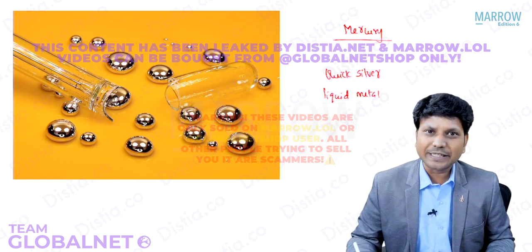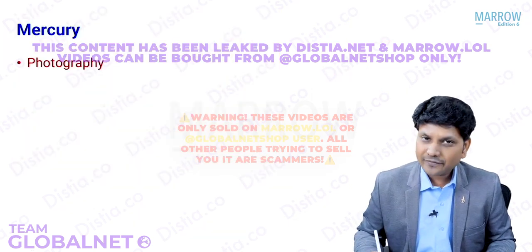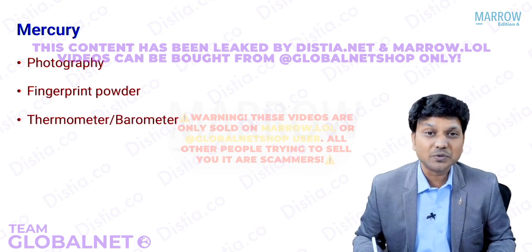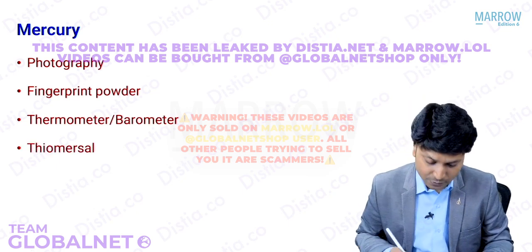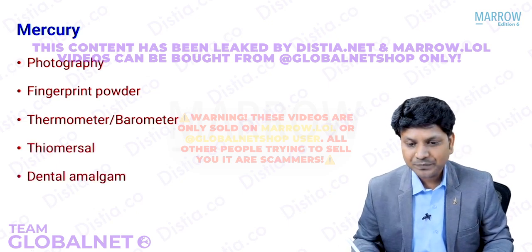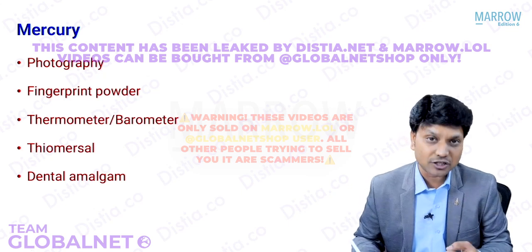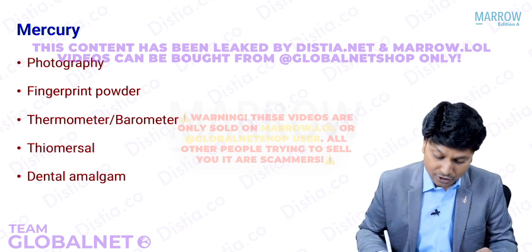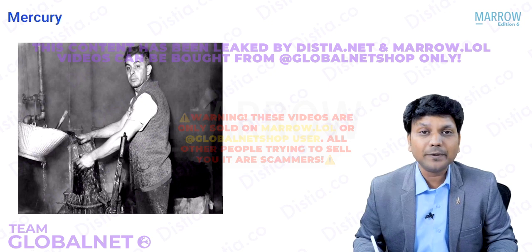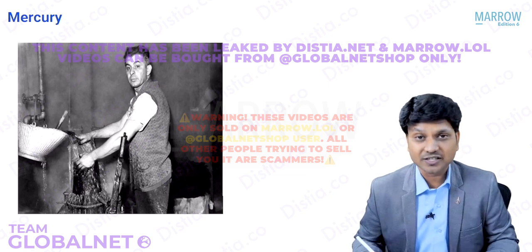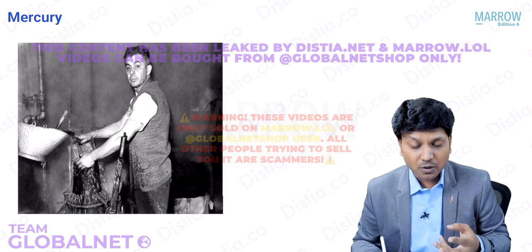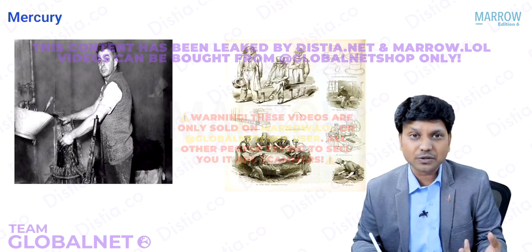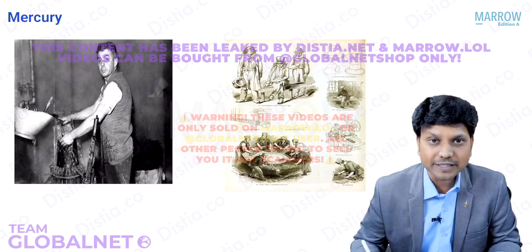There are many places where mercury is used. It's used in photography, in fingerprint powder, in thermometers and barometers, in thiomersal vaccines, and in dental amalgam. It is also seen in seafoods. Not only that, there are two important occupations where it is common. People involved in hat making industries, because when they take the wool, they process it, they use mercury thiocyanate solution. When they keep on using this solution for a long time, they develop mercury poisoning.